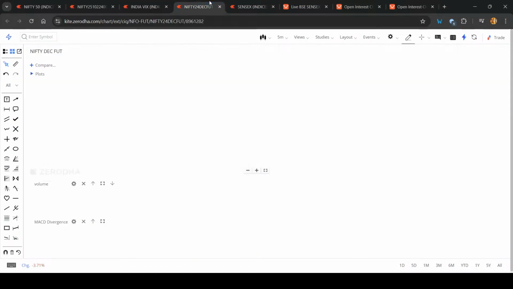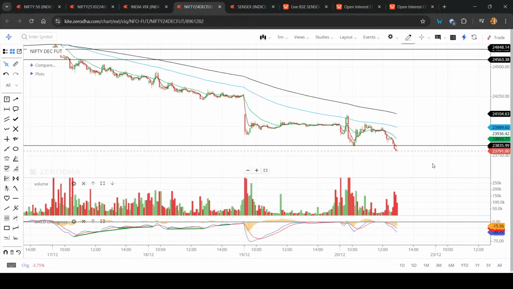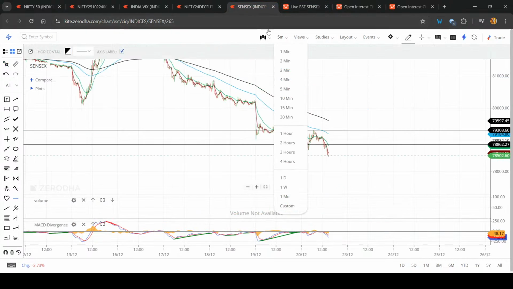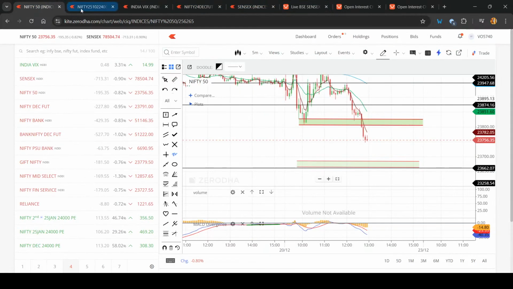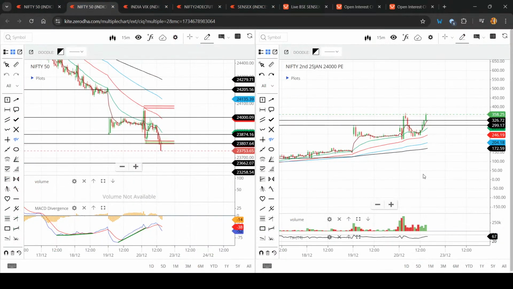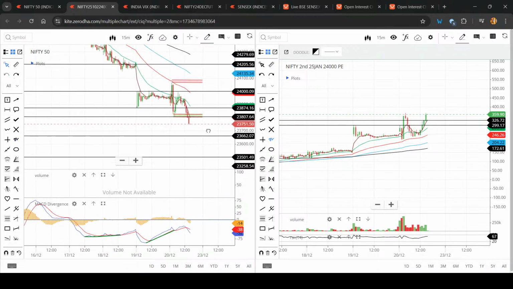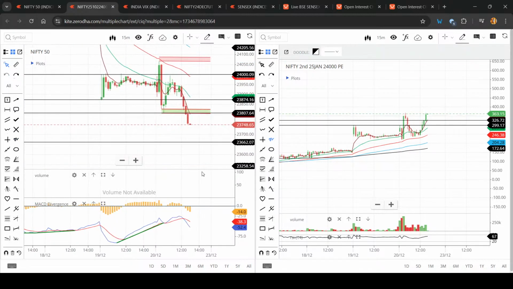VIX has also increased. Futures are constantly being sold off, right? So let's just hope that things go the way they are. All right, so if you see, the spot is breaking massively, 23,750. We are breaking.